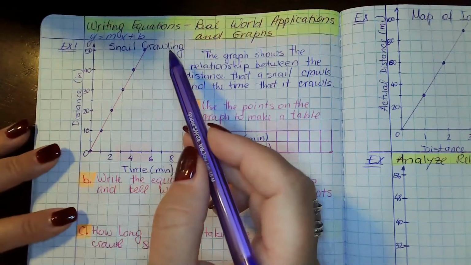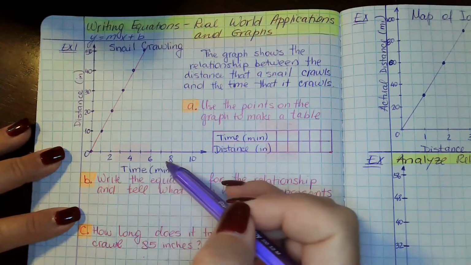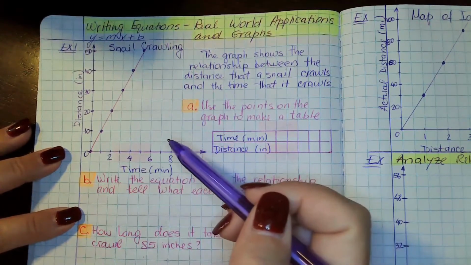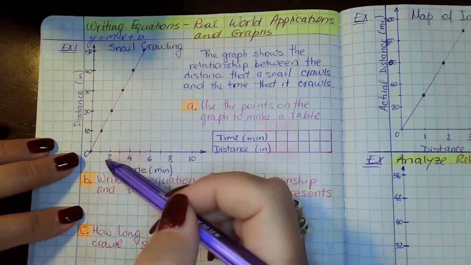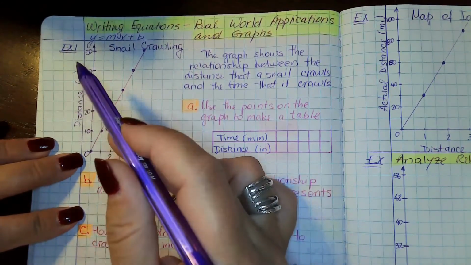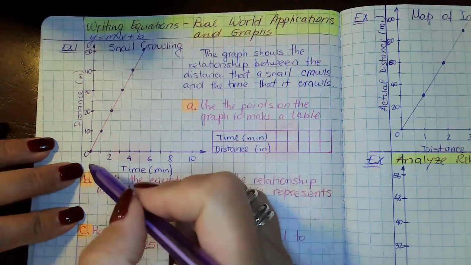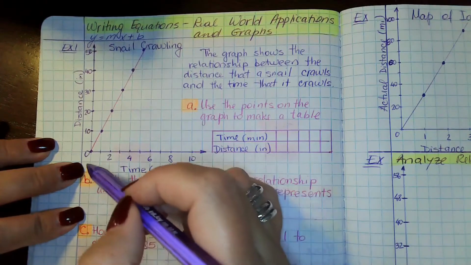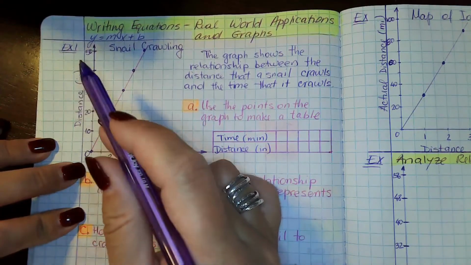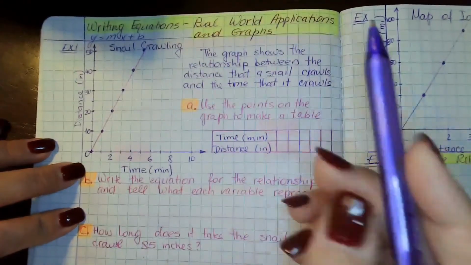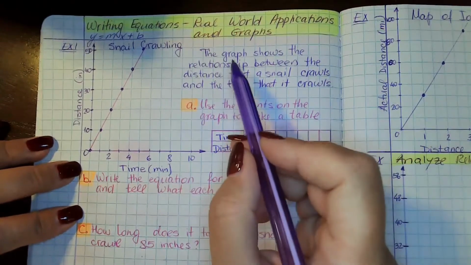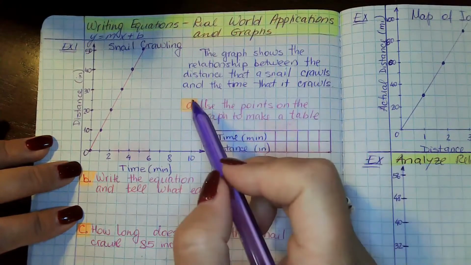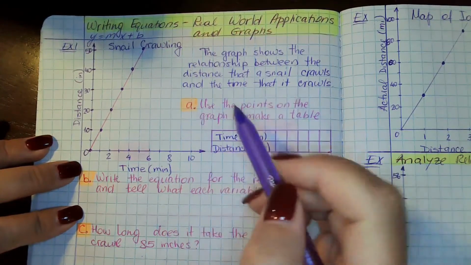So a snail is crawling for 8 to 10 minutes at a constant rate. The distance is on the y-axis in inches, and the time in minutes is on the x-axis. The distance of the snail going slowly is on the y-axis. So the graph shows the relationship between the distance the snail is crawling and the time that it crawls.